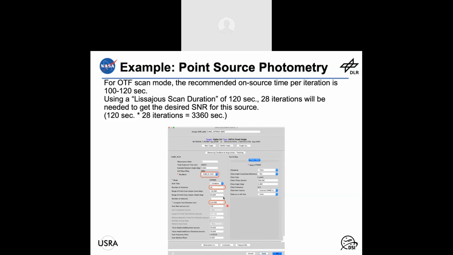There are some other things you can change, but the main thing you want to look at is that for on-the-fly mapping, you would set the scan duration and then increase the number of iterations until you get the total integration time that you are looking for.